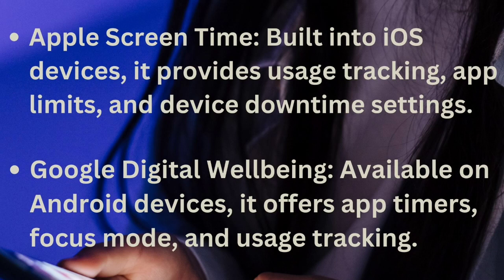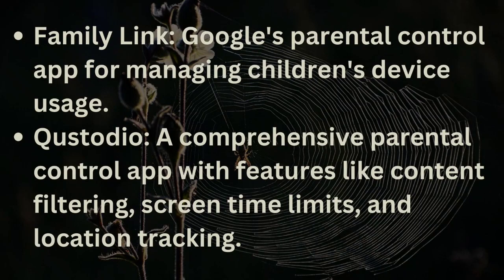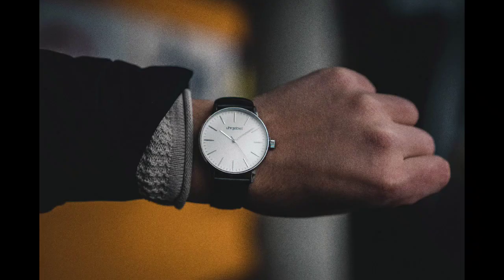Google Digital Wellbeing, available on Android devices. It offers app timers, focus mode, and usage tracking. Freedom. This app lets you block distracting websites and apps across devices. StayFocused, a browser extension for Google Chrome that limits the time you spend on specific websites. Family Link, Google's parental control app for managing children's device usage. Custodio, a comprehensive parental control app with features like content filtering, screen time limits, and location tracking.